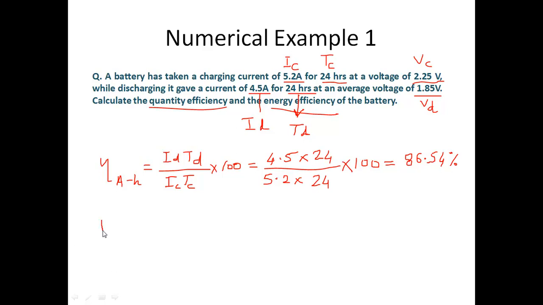The next part of the question asks us to calculate the watt hour efficiency, or the energy efficiency. So we know the formula for this. This is VD into ID into TD divided by VC into IC into TC into 100.